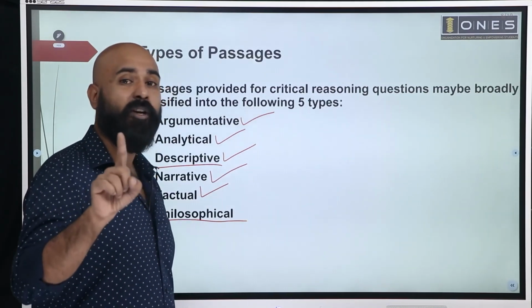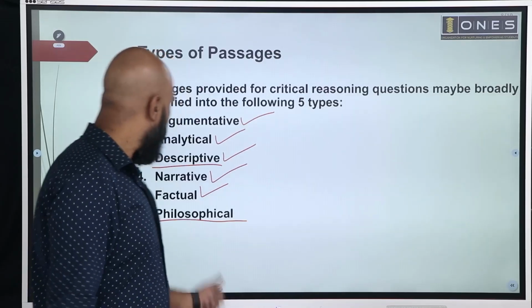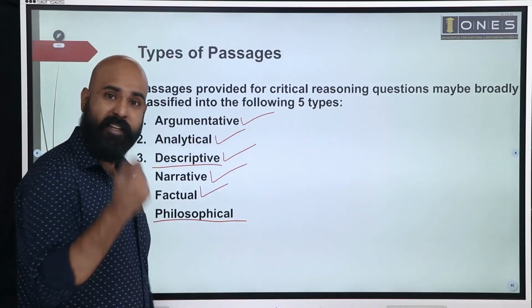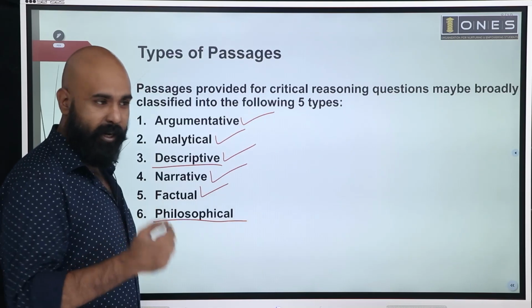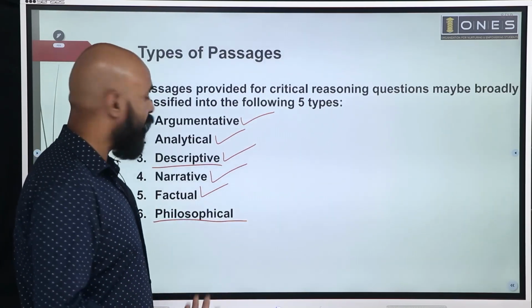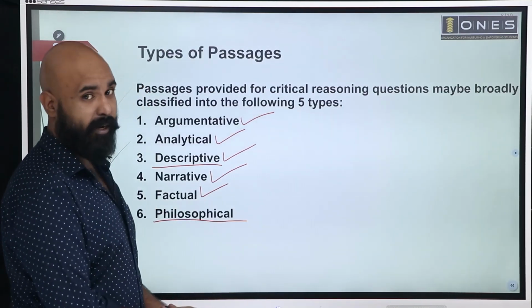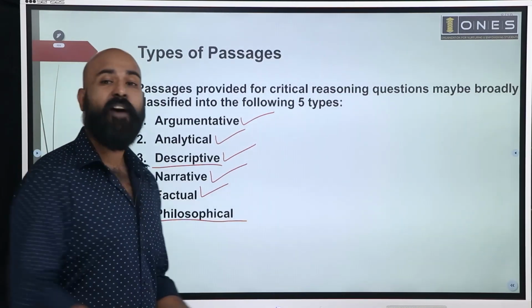There is one person's point of view, the narrator's. That is how you identify narrative passages. A single person's point of view. It can either be a direct point of view or a report. That is narrative. And the last one, factual.